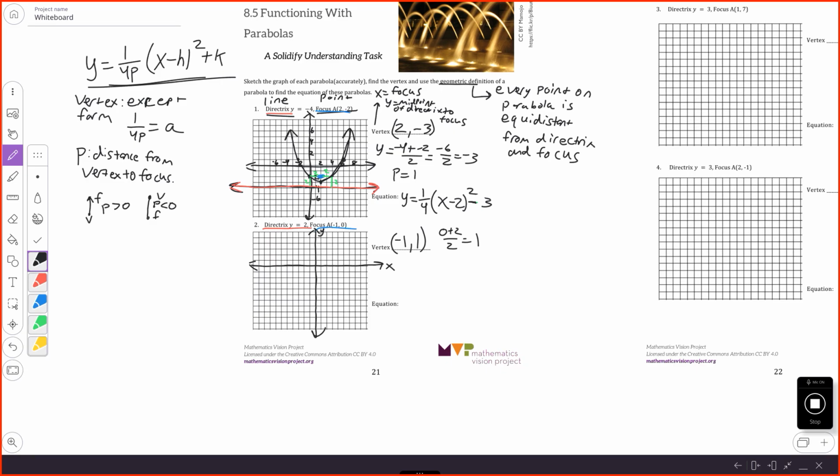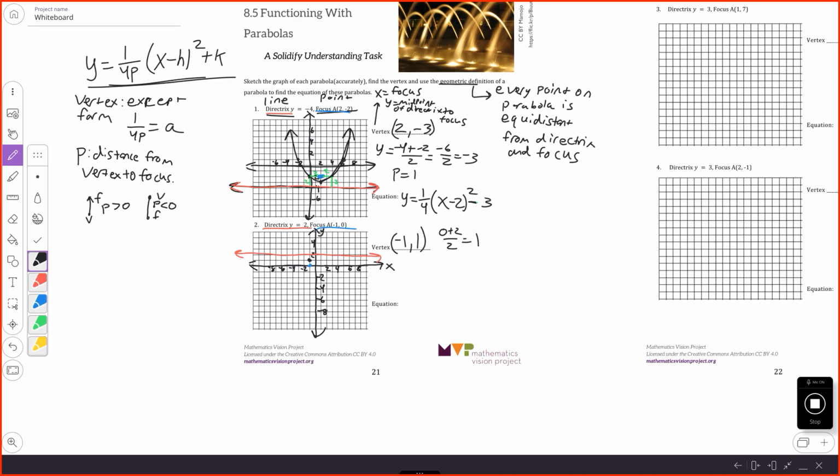So my focus: 1, 2, 3, 4, 1, 2, 3, 4, 5, 6, 7, 8, negative 2, negative 4, negative 6. I'm just counting by ones and numbering every other. My directrix in red, y equals 2. My focus in blue, negative 1, 0. So my vertex has to be negative 1, 1, halfway in between.